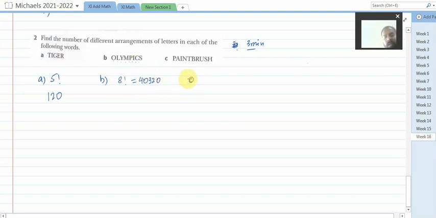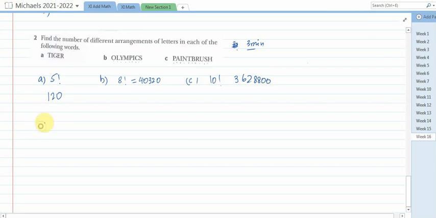For part C, it says paintbrush. 1, 2, 3, 4, 5, 6, 7, 8, 9, 10. So for part C, it's 10 factorial, and the value for 10 factorial is 3628800. That is your question number 2 answer. I hope that you are getting the concept of how to find the number of arrangements if you are arranging letters, boys, books, anything. You need to understand the concept, and we are going to apply it again and again in several questions. Alright, moving on to the next one, question number 3.